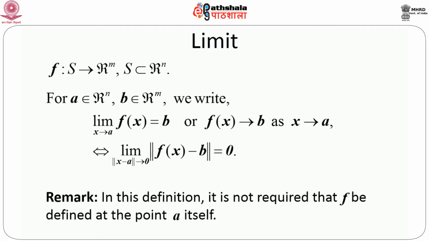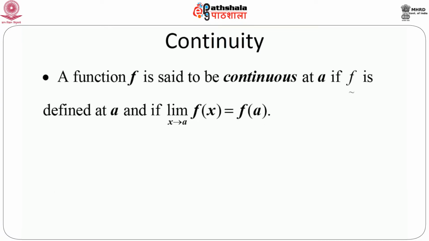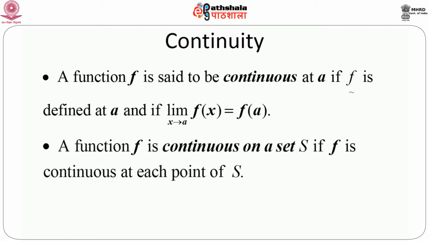Now once we see that this limit can be defined analogously to what we defined in the case of a single variable function, we can think of continuity, and it is easy to extend this notion. A function f is said to be continuous at a if f is defined at a, and if limit of f(x) equals f(a) as x goes to a. That means f is defined at a and the limit should be equal to f(a), then only we can say f is continuous at a. And we say that the function f is continuous on a set S if f is continuous at each point of S. This is very important.